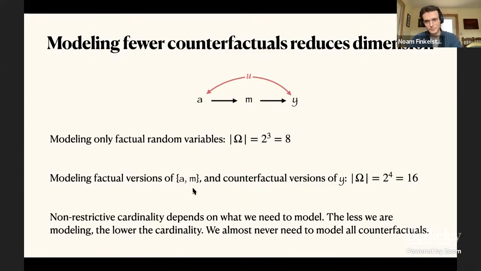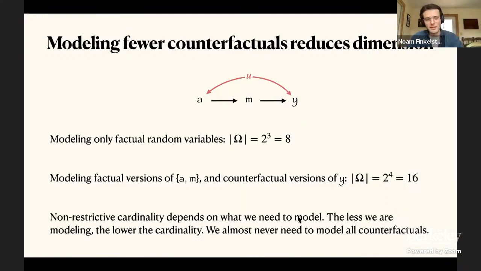More generally, we can pick and choose which counterfactuals we want to model. So if we're interested in some kind of causal inference question, we might want to model counterfactual versions of Y, but we might not care about counterfactual versions of A and M. So you can end up in a scenario where you have factual A, factual M, and then the 2 counterfactual versions of Y, you have 4 random variables, and therefore you get a cardinality of 16.